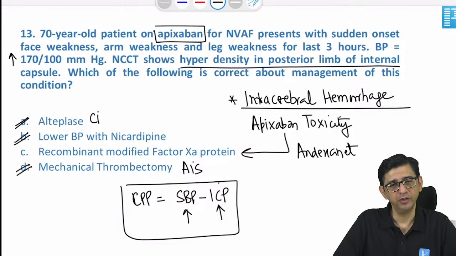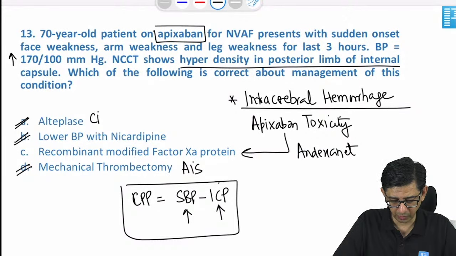Listen to the stroke part, guys. In brain hemorrhage, it's always 220, otherwise it's 185 by 110. Yeah, permissive hypertension, as Soumya has put up rightly.